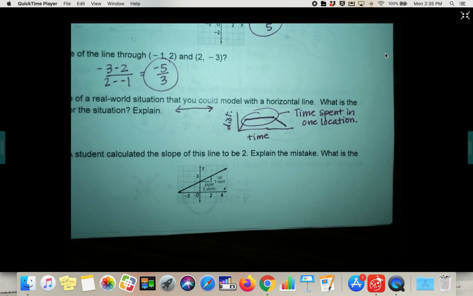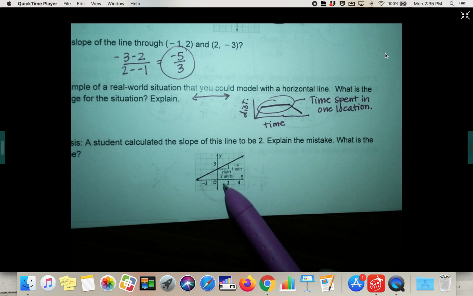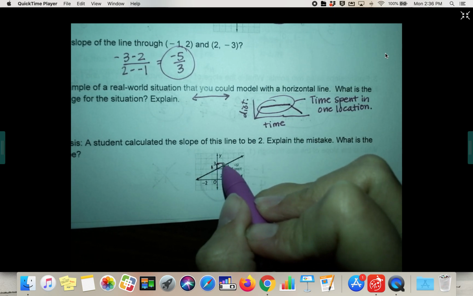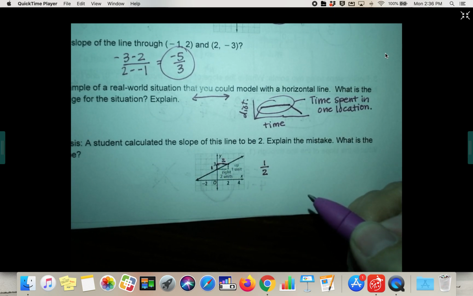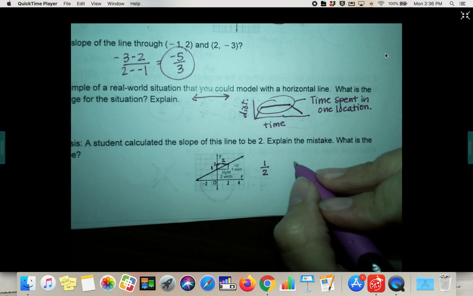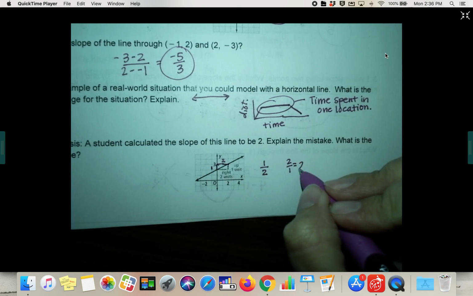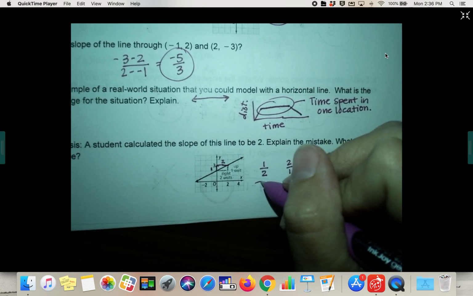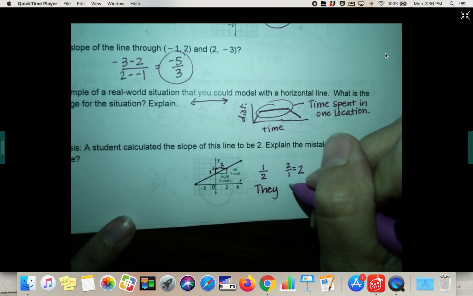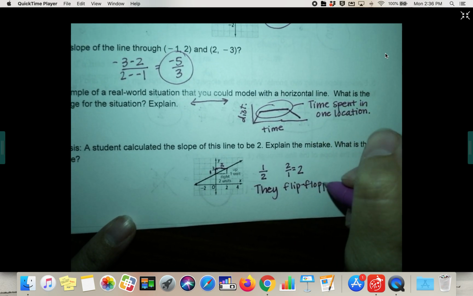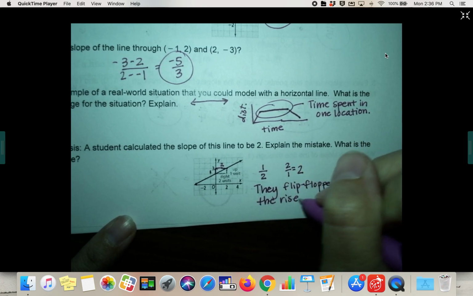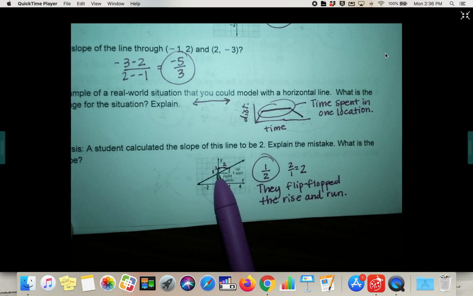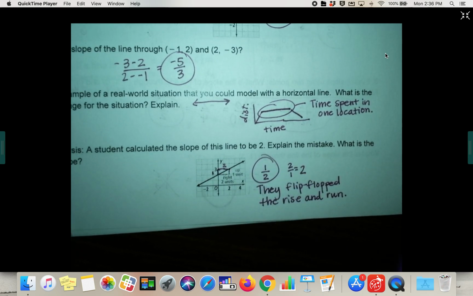Okay, and then the last one, error analysis. A student calculated that the slope of this line was 2. Explain the mistake. Well, if I do rise over run, I see it's up 1 over 2, so it should be 1 over 2. It looks to me like the student maybe did 2 over 1, and 2 over 1 actually would simplify to just 2. So I think the student flip-flopped the rise over run. They accidentally flip-flopped the rise and run. And then it should be 1/2. It says, what is the correct slope? The correct slope was up 1 over 2. So 1/2 is the correct answer on that one.